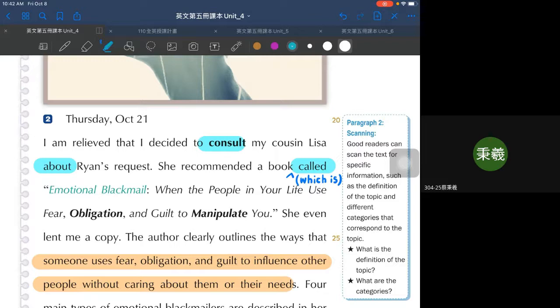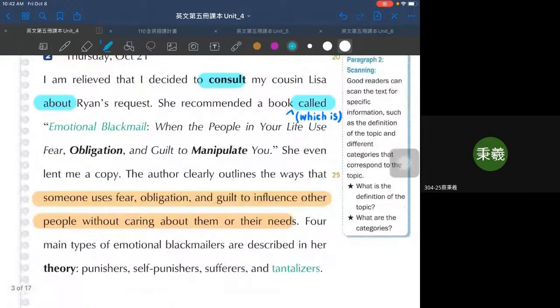When the people in your life use fear, obligation, and guilt to manipulate you, that's why we call it emotional blackmail. She even lent me a copy. And then we know the author clearly outlines the way that someone uses fear, obligation, and guilt to influence other people without caring about them or their needs. Here you can pay attention to the phrase without. Without doing something means not doing something. That will be a good phrase for you to use when you write your article, without doing something.